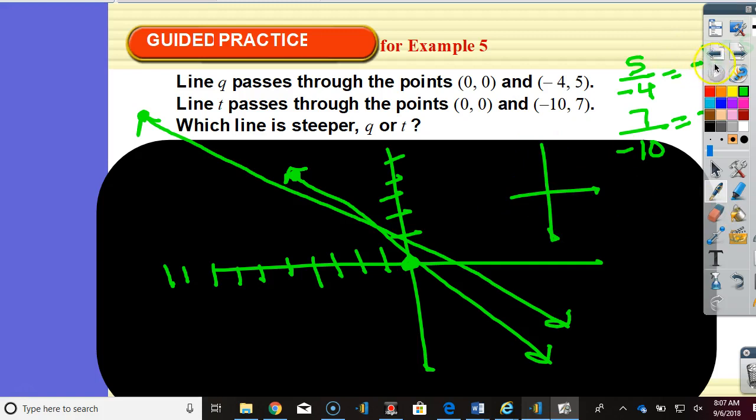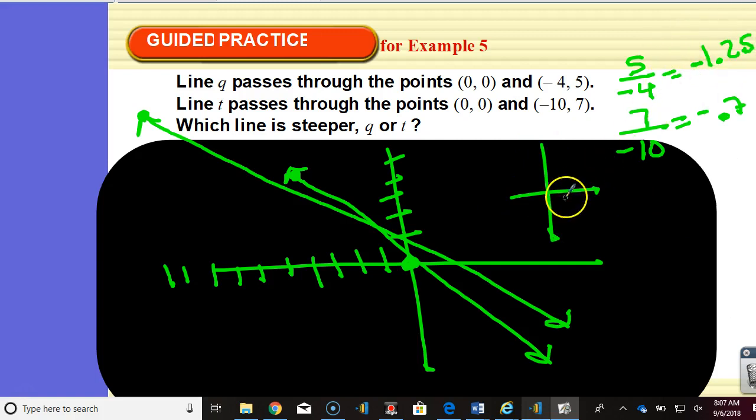If you're rising or falling, negative 1.25 over 1, right? Going down 1.25 over 1 versus going down 0.7 over 1. Which one's flatter? Isn't down 0.7 over 1 less steep? So this one's more steep.